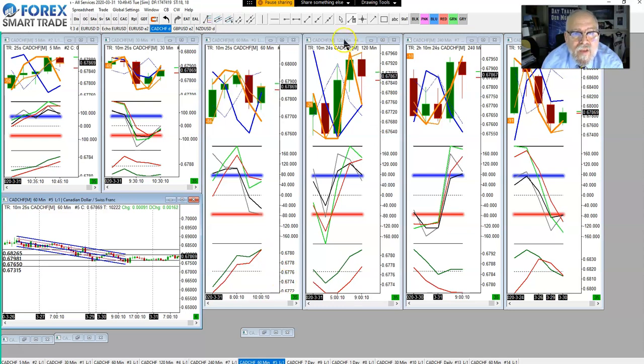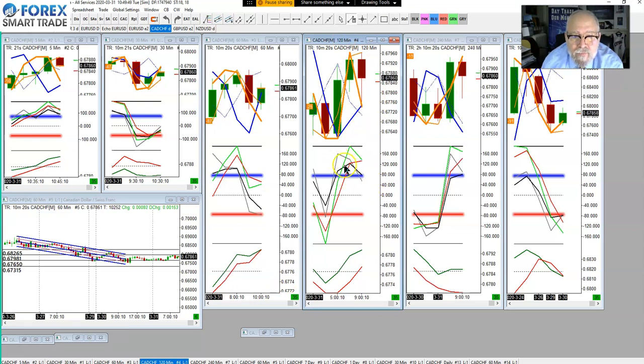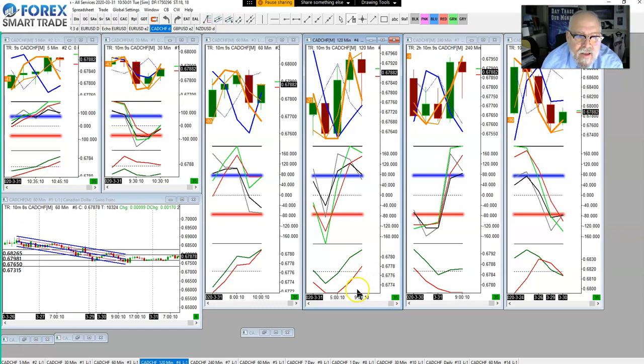If I look to the 120 chart, I'm overbought also, but these lines haven't crossed yet. I don't have the strong committal, plus I still have up pressure. So I don't like this trade enough, so we're going to pass.